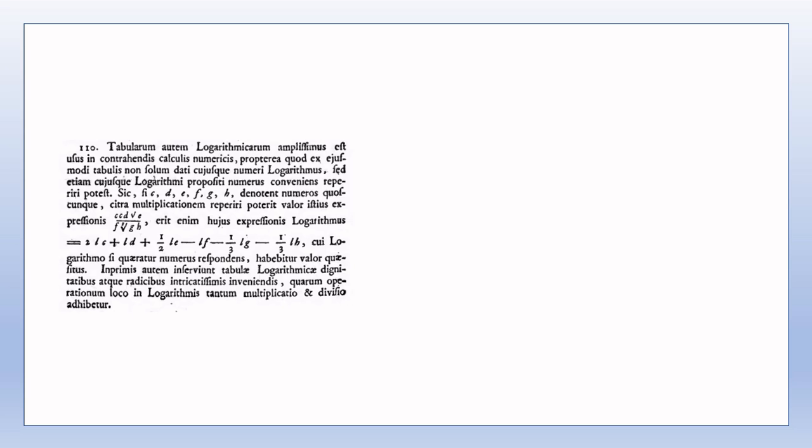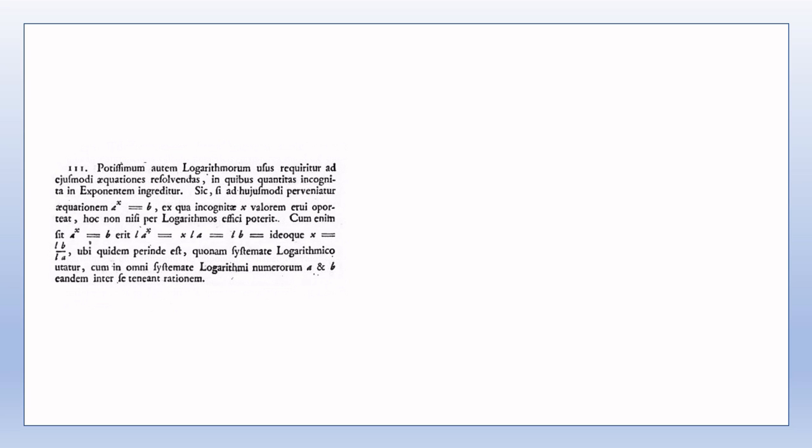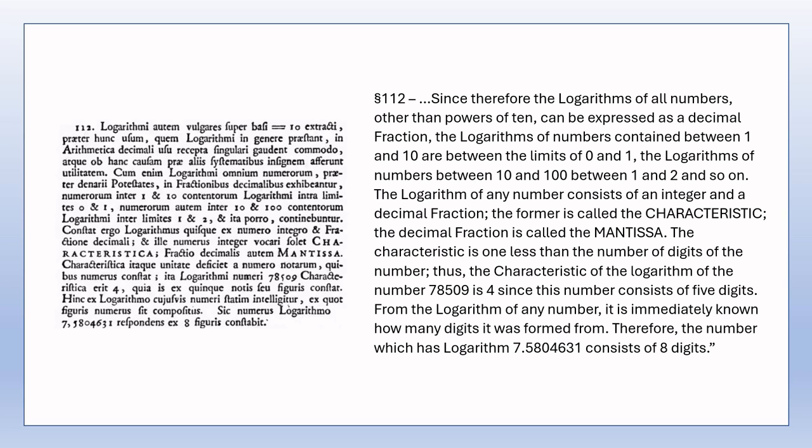In section 111, Euler shows how an equation of the form a to the power of x equals b can be solved for x by means of the properties of logarithms established in this chapter. My translation for section 112 is also incomplete. The first few lines are omitted. Here we see the notions of characteristic and mantissa defined.